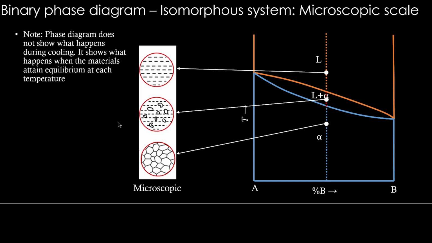One important note here: a phase diagram does not show what happens during cooling. You may think that as we cool, this is what happens. Strictly speaking, it may be true when we do slow cooling, but strictly speaking, it shows what happens when the material attains equilibrium at each temperature. That's the meaning of phase diagrams.